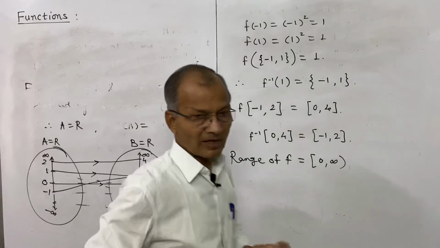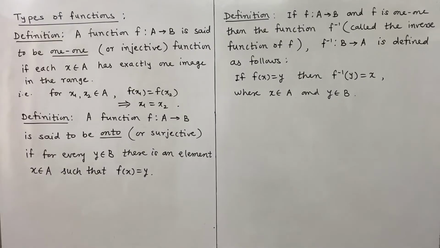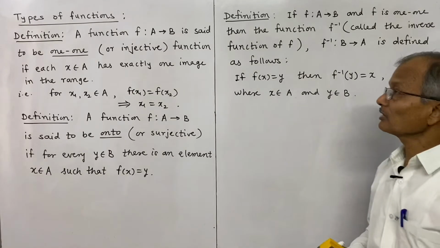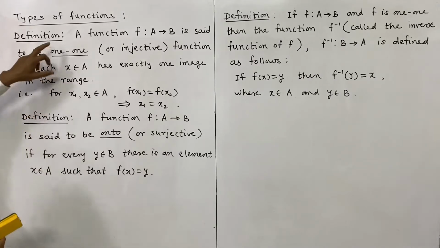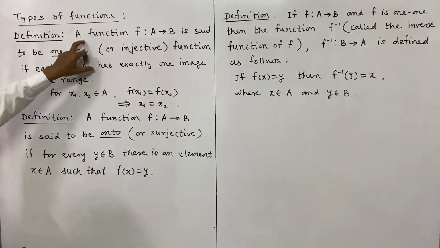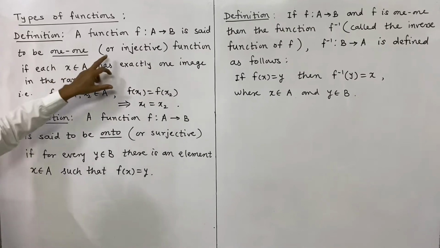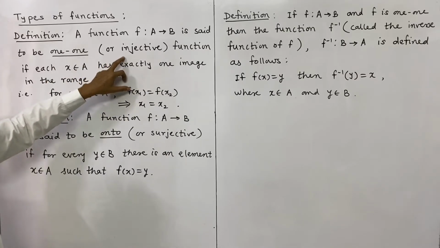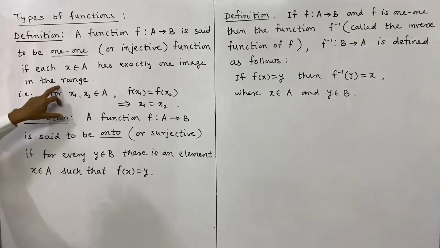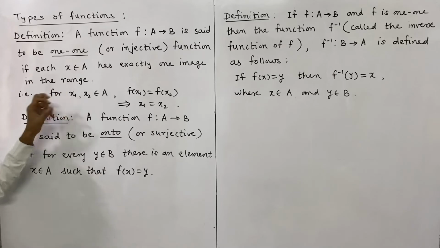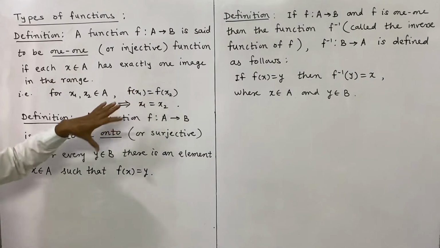Now further we will study the types of functions. Now we shall study some important types of functions. I have also written the definition here. First, a function f from A to B is said to be 1 to 1, or 1-1, or it is also said to be an injective function, if each x belonging to A has exactly one image in the range. That means two elements will not have the same image.